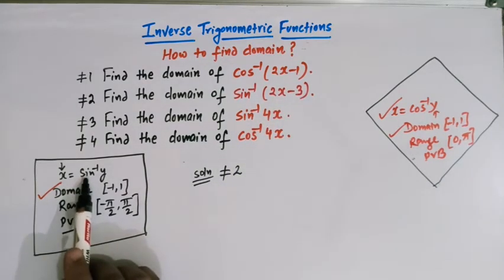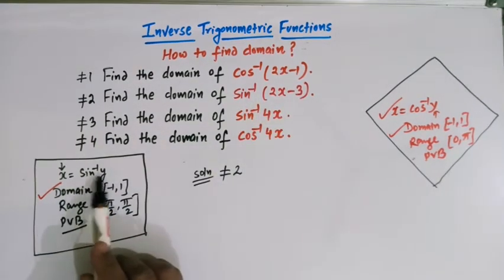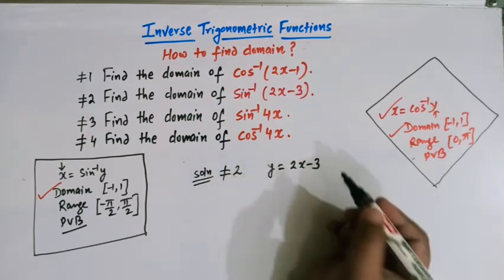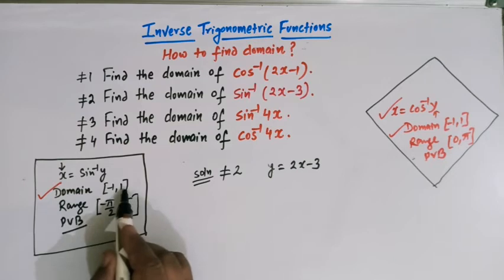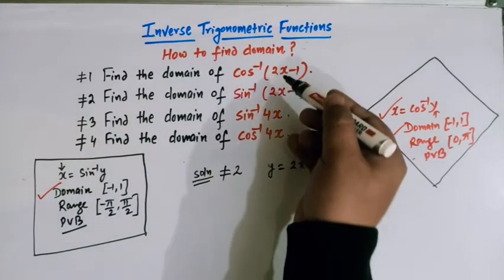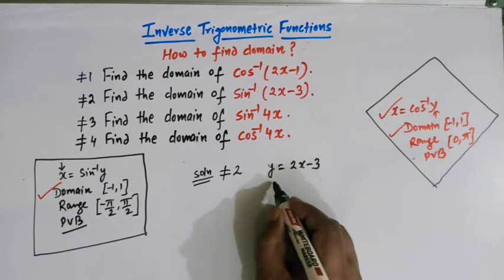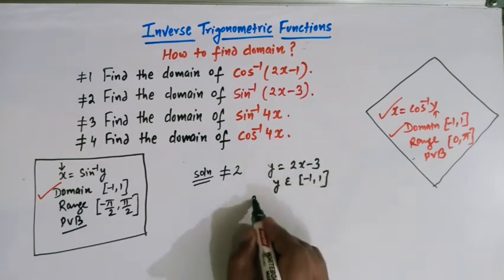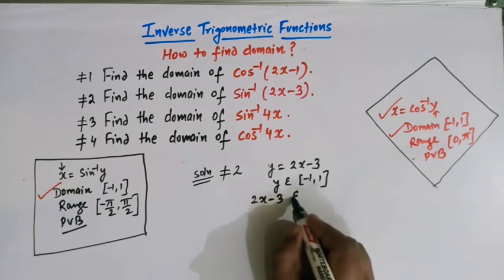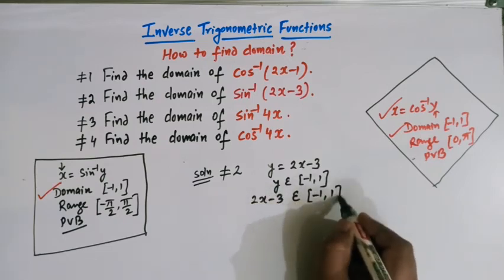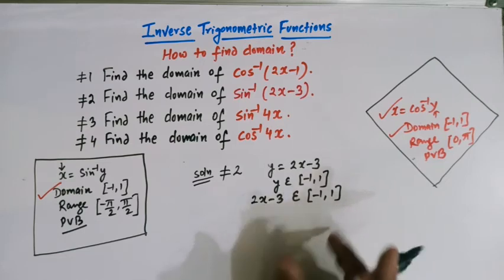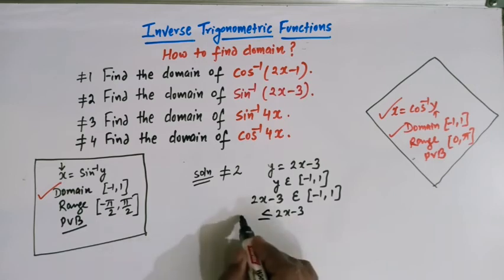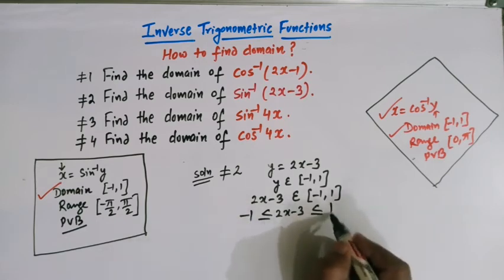So again, if I compare this problem with this one, here y is equal to 2x minus 3, and the domain is from -1 to 1. So this problem is similar to the first one. Here y should belong to -1 to 1. So we can write 2x minus 3 belongs to -1 to 1. In the form of inequality, we can write 2x minus 3 is greater than or equal to -1, but less than or equal to 1.